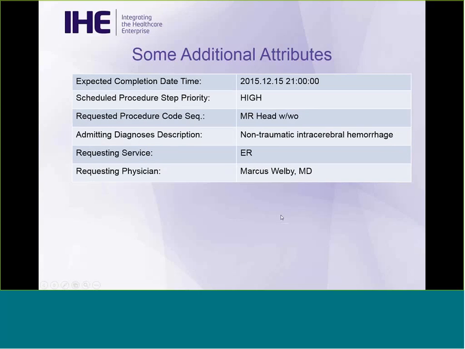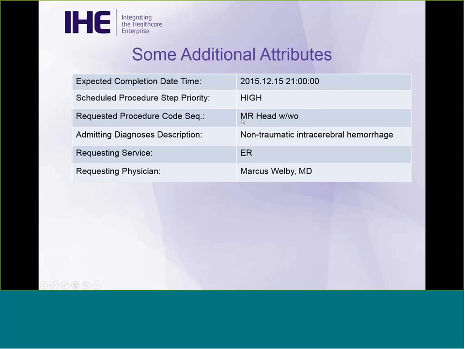There are quite a few more attributes that can go in there, but just to highlight a few of possible interest, there's an expected completion date time. This may be used for some of your service level agreements to set up when things are expected to be done. That can often drive workflow.